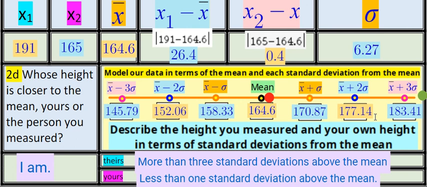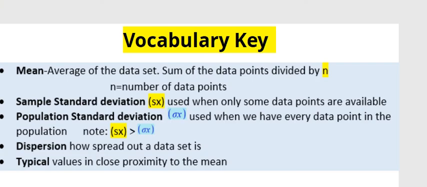So one other thing I want to touch on. If we go back to our vocabulary key, we've discussed the mean. We know exactly what that is. Now the sample deviation, that's like you did in the ticket out the door. When you have some data, but you don't have all the data, you use the sample standard deviation, which is always a little bit bigger than the population deviation because it gives you more room to play with, right? Since we had all the data, we use population standard deviation.